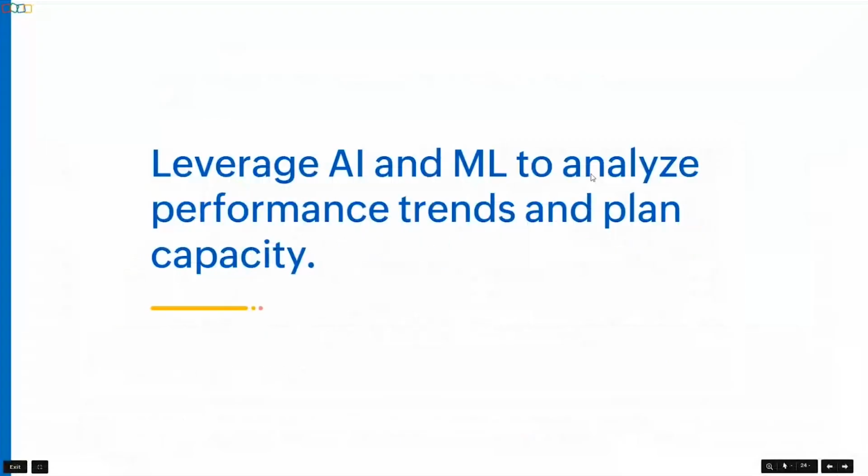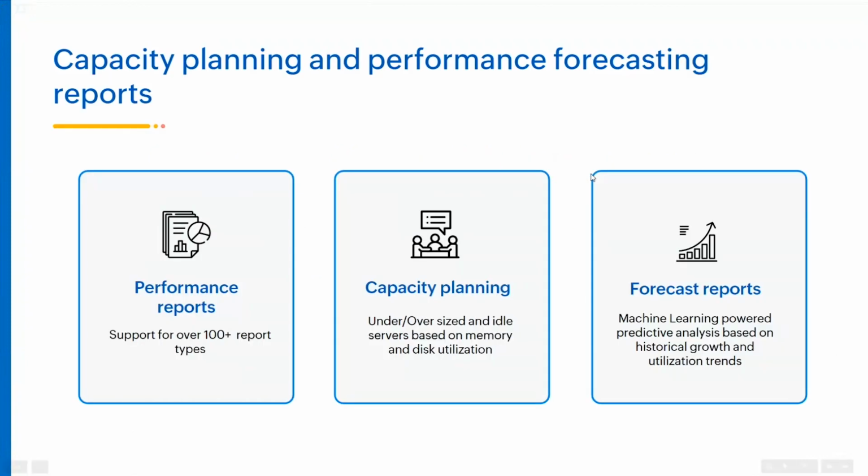So moving on to the last part of today's session: how to leverage AI and ML to analyze the performance trends and plan the capacity. Applications Manager offers a comprehensive suite of reporting functionalities. We have granular reporting with over 100 options, which generates detailed reports on a wide range of IT performance metrics, with over 100 report types available.